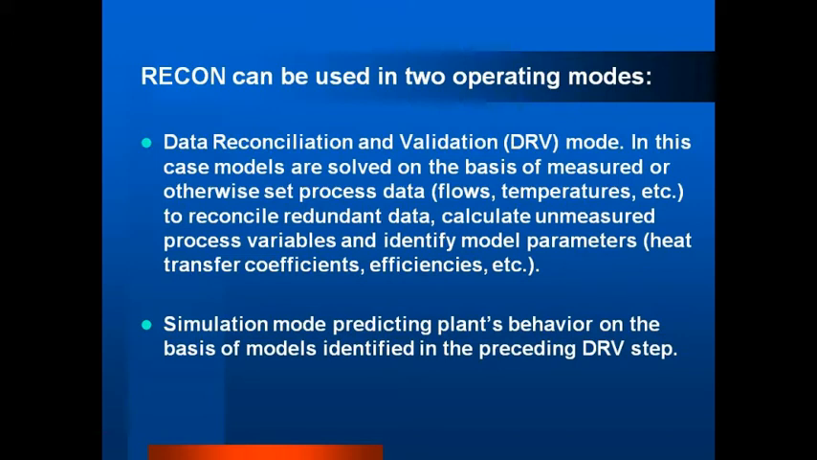Measured should be flows, temperatures, pressures, etc. Redundant data are reconciled, unmeasured process variables are calculated, and model parameters, such as heat transfer coefficients, efficiencies, etc. are identified. Simulation mode is predicting plants' behavior on the basis of models identified in the preceding data reconciliation and validation mode step. In practice, Recon's operation can be switched between these two modes.